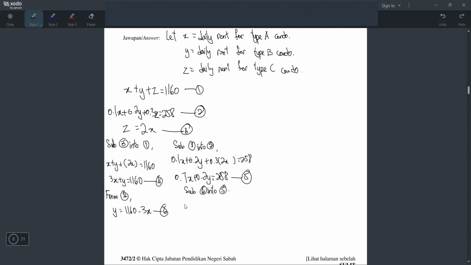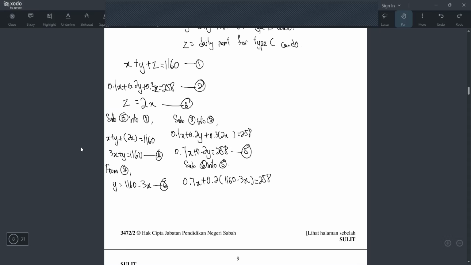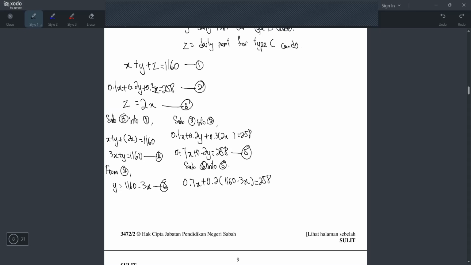So now your equation 5 becomes 0.7x plus 0.2y equals to 258. And your equation 6 is 1160 minus 3x, all right? But I want you to know there's a lot of methods to do this question. What I'm doing now is the substitution method, but there are so many ways to do it, right? So if your working is not the same as mine, it's fine, all right? As long as your answer is the same as mine, then it's correct already, right? So let's separate this, right?